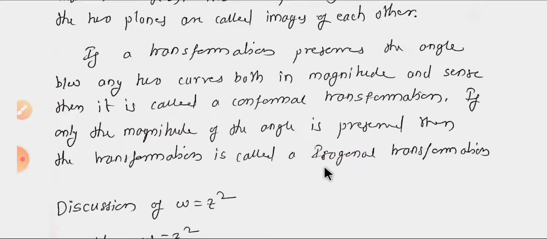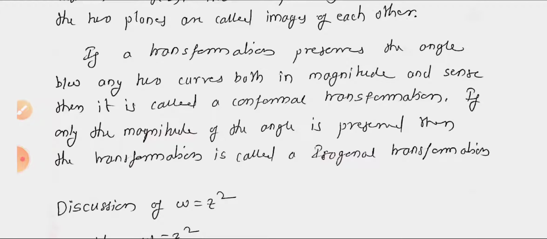So now we discuss the transformation w equal to f(z) equal to z square. So here z is one plane and w is another plane. How it transforms x comma y to u comma v, we study here.